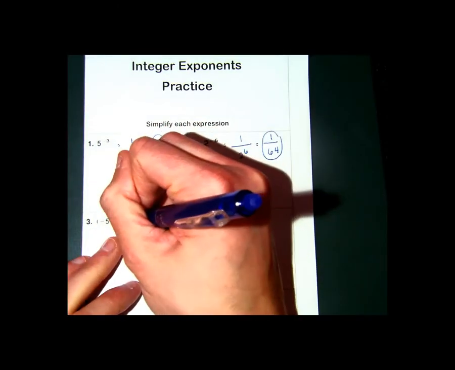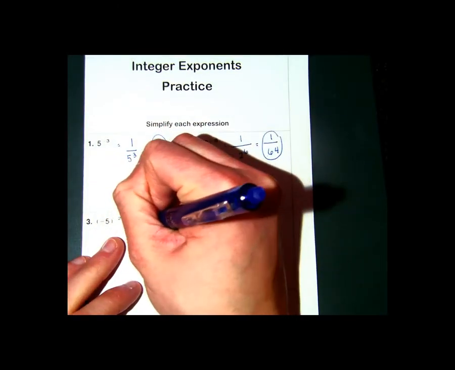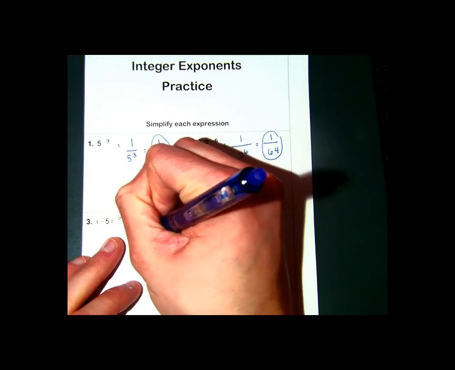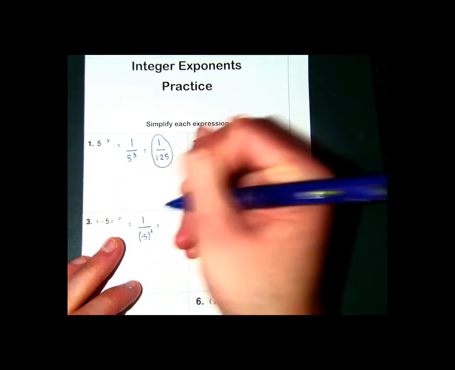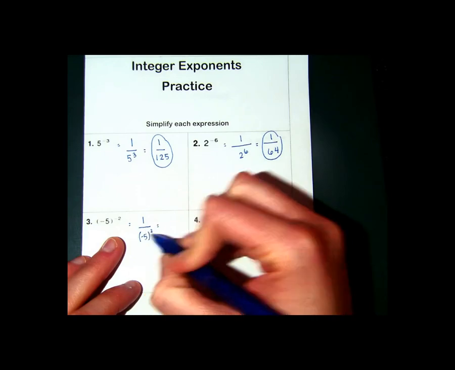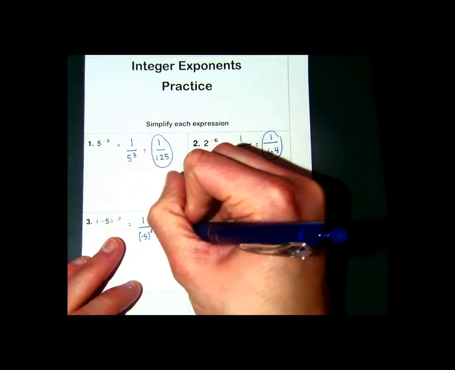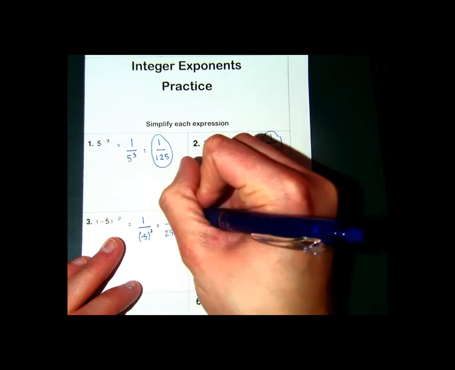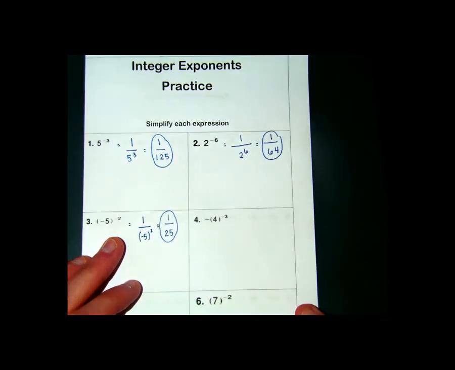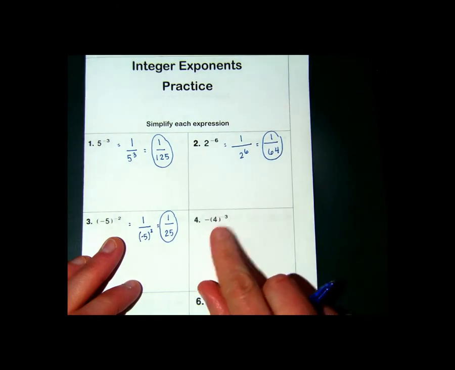That means when I actually move it, I leave it like that. I have a parentheses negative 5 squared. The reason why I leave the negative 5 in those parentheses is because then I have negative 5 times negative 5, which is 25, positive 25. There's my simplification there.